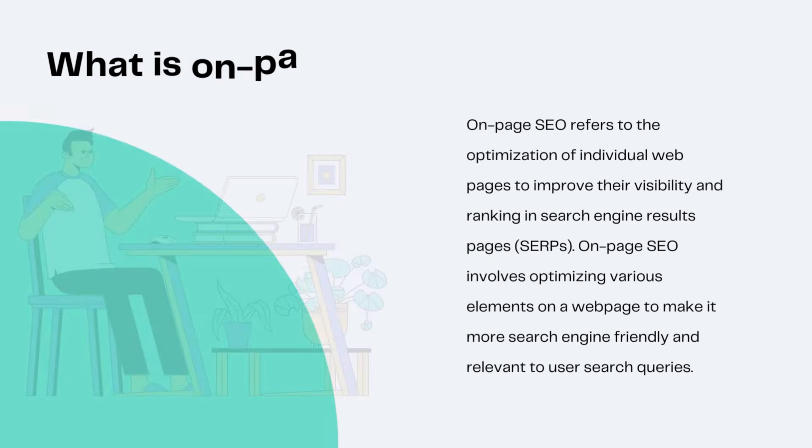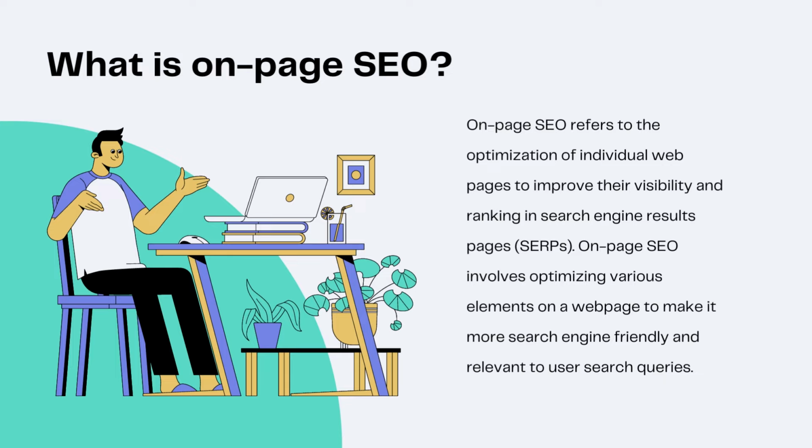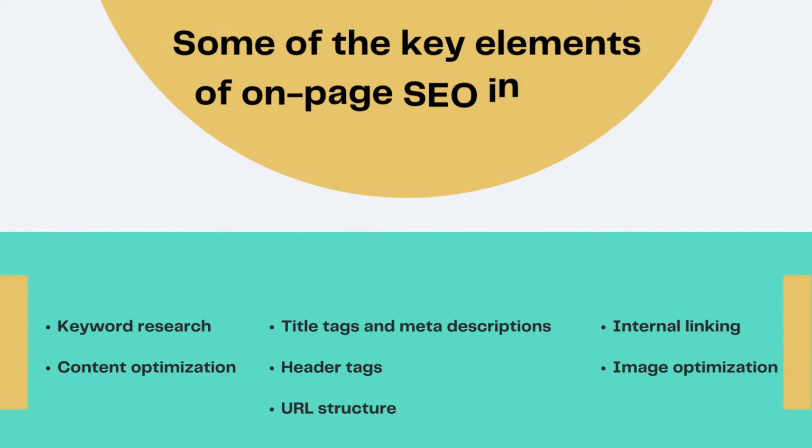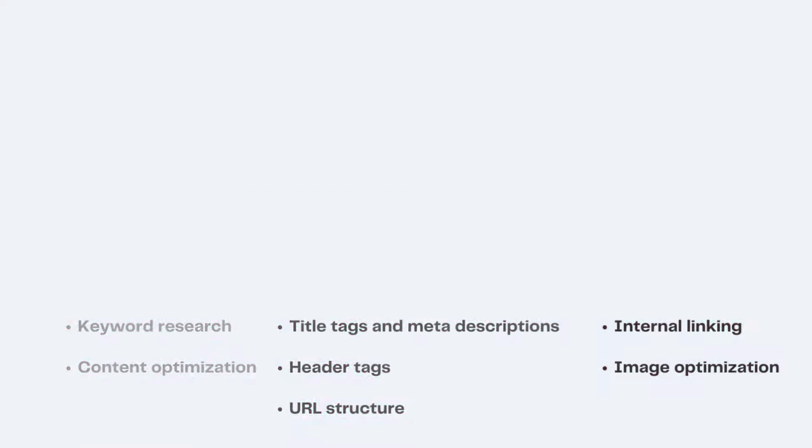What is on-page SEO? On-page SEO refers to the optimization of individual web pages to improve their visibility and ranking in search engine results pages, SERPs. On-page SEO involves optimizing various elements on a web page to make it more search engine friendly and relevant to user search queries. Here we see some of the key elements of on-page SEO. Keyword research, content optimization, title tags and meta descriptions, header tags, URL structure, internal linking, image optimization.